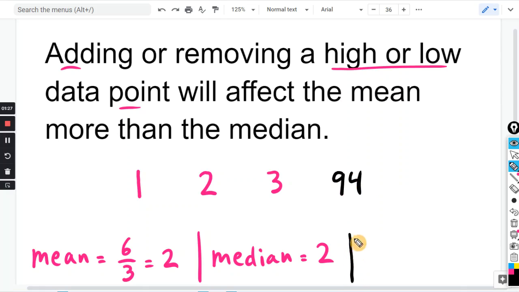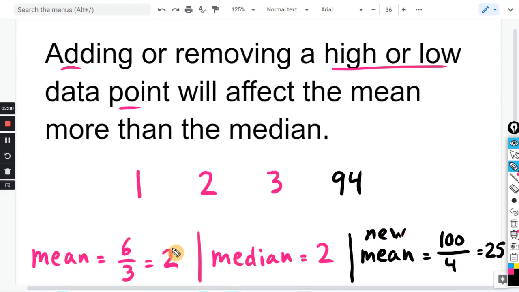Now the new mean is going to be 94 plus 3 plus 2 plus 1. If you add these four numbers, you get 100. Divide by the number of values, which is 4, and the new mean is now 25. The old mean was 2, so you can see that it changed. It went from 2 to 25. The mean changed a lot.